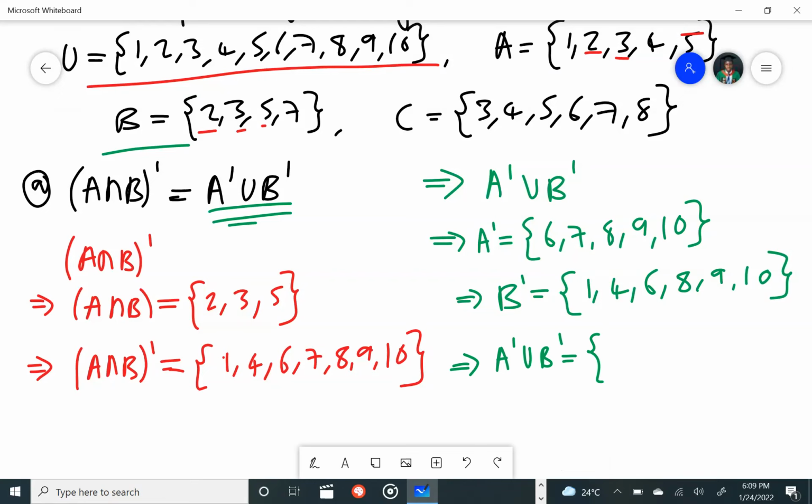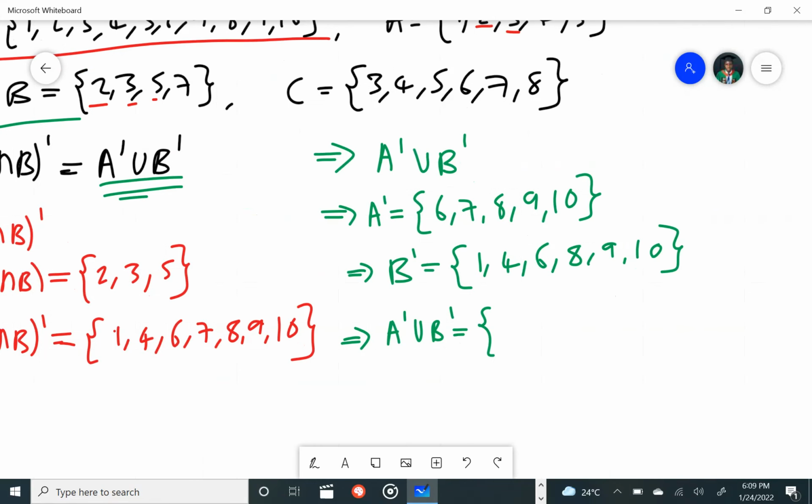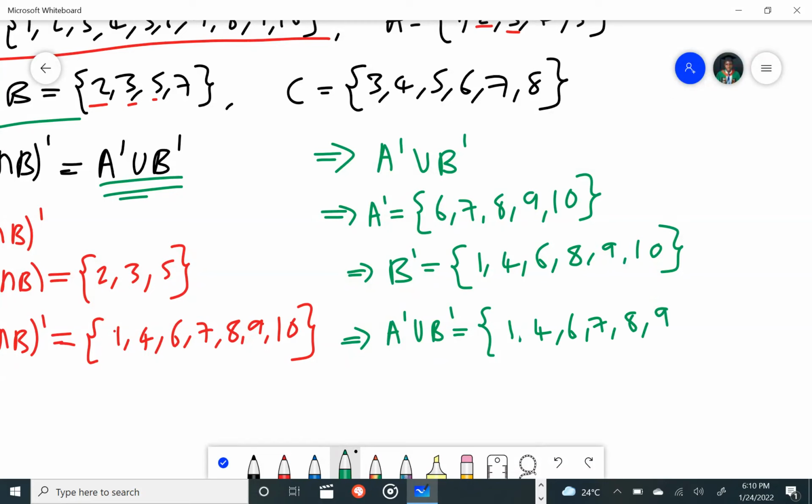Let me just move this so that we can have space. So what we're going to have is 1, sorry, let me write that properly. So we're going to have 1, 4, 6, 7, 8, 9, 10. Remember that if things are repeating, you just have to write them once.